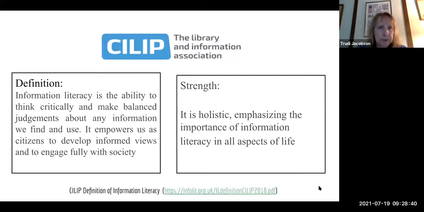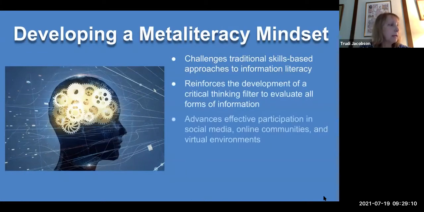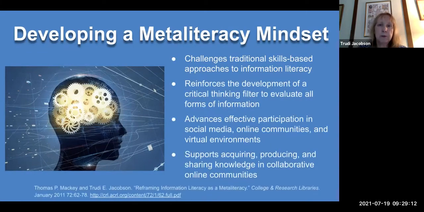The second definition comes from the United Kingdom, from SILIP. And here, this is a very holistic definition of information literacy. It does not have the academic angle that the ACRL definition has, but it is emphasizing citizenship, which is really very important. And the developing a meta-literacy mindset.